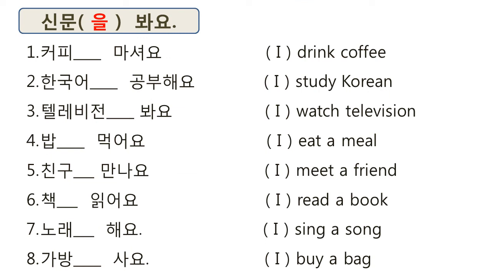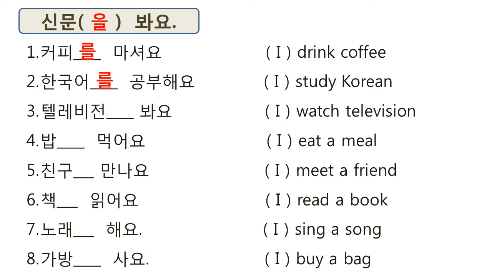Okay, so let's make these into sentences. If you want to say, I drink coffee, then 커피, do you add 을 or 를? That's right, you add 를. 커피를 마셔요. I study Korean. 한국어 is Korean, Korean language. So 어 ends with a vowel, so we add 를. 한국어를 공부해요.